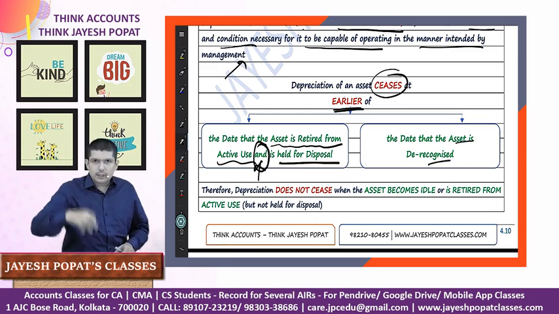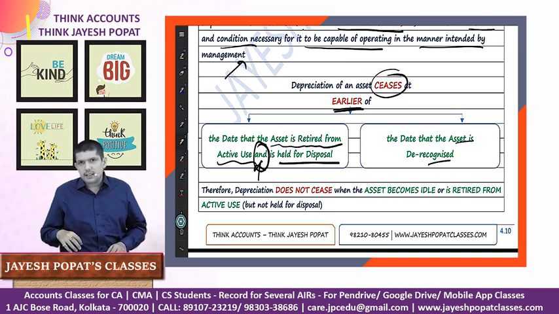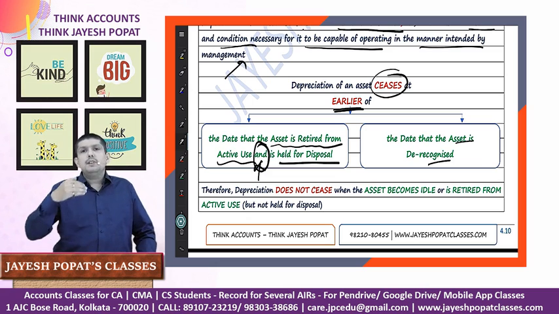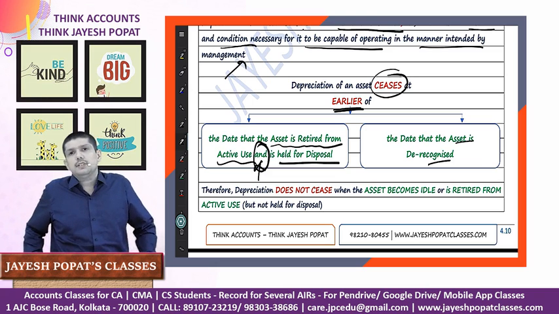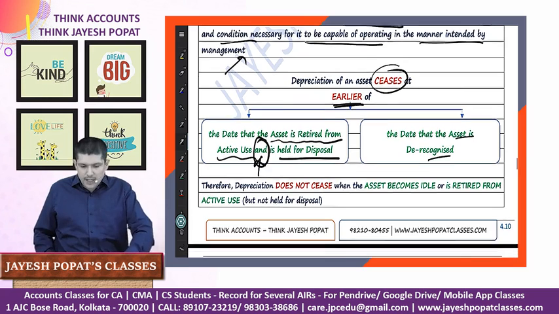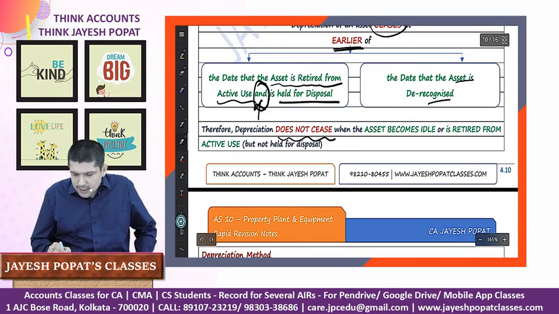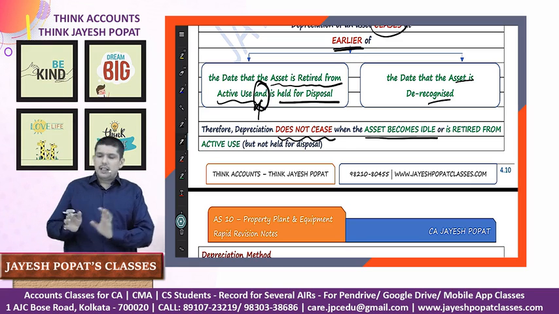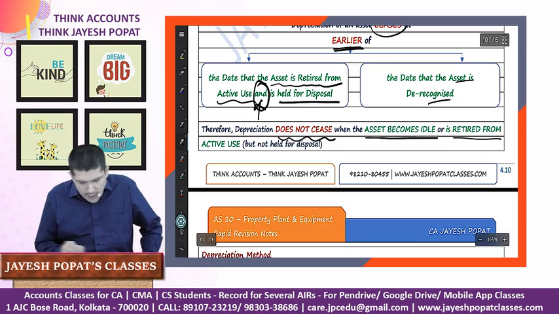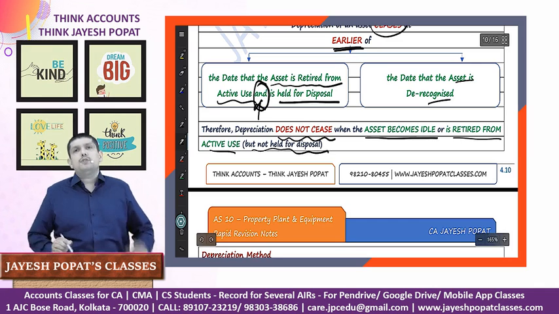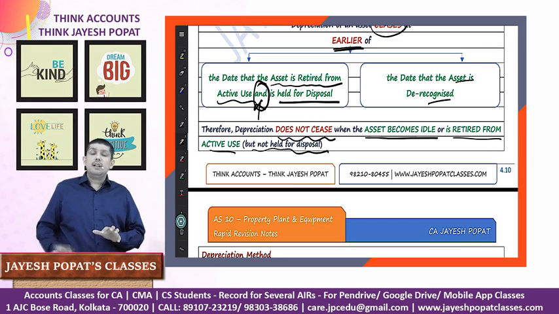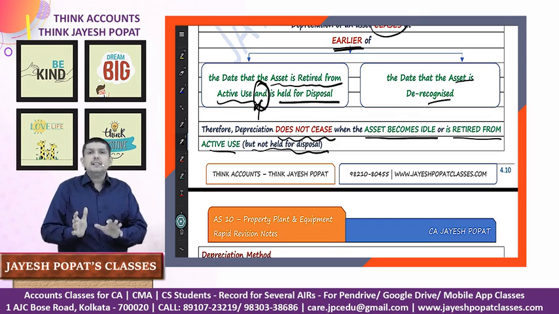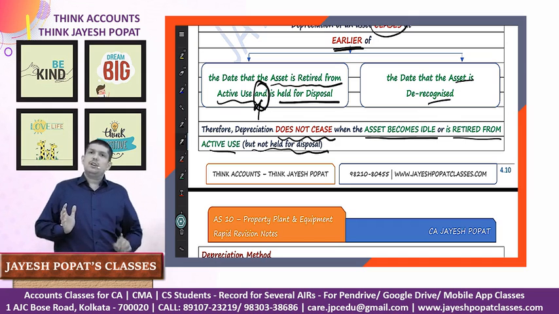Derecognized means, when you record something in the books of accounts, that is known as recognition. When you pass an entry in the books of accounts, it is known as recognition. Derecognition means when you take that asset off your books of accounts. Therefore, depreciation does not cease when an asset becomes idle. So if you are not using the asset, that does not mean you will not charge depreciation. Or is retired from active use but not held for sale. You are not using that asset actively, but you also don't intend to dispose of that asset, right? If that is the fact, you still have to charge depreciation on that asset.